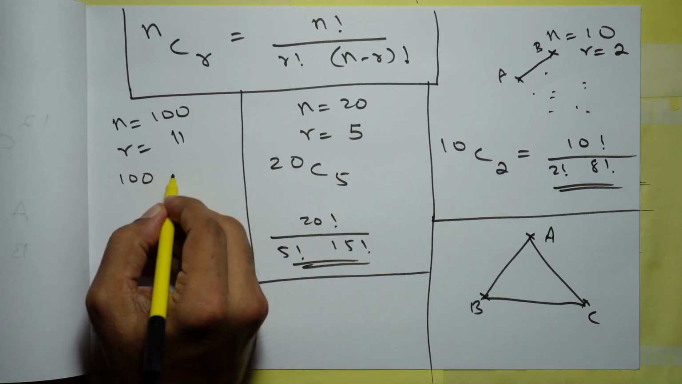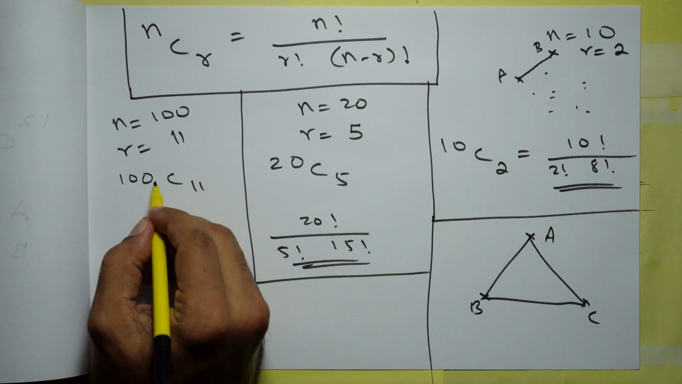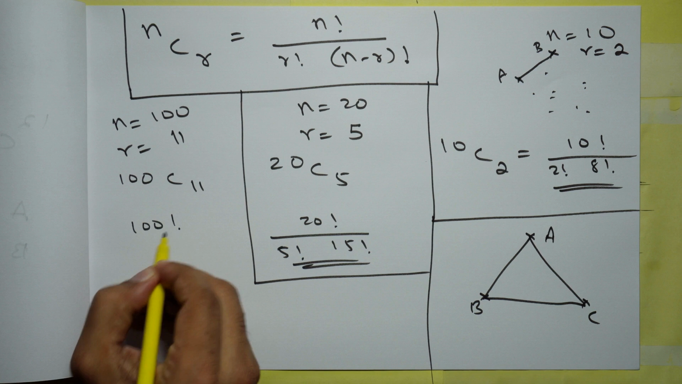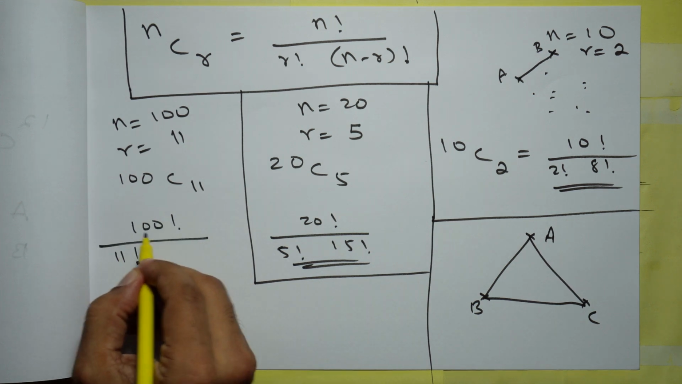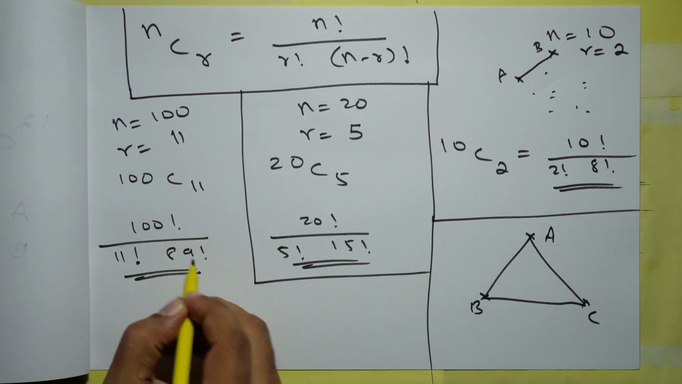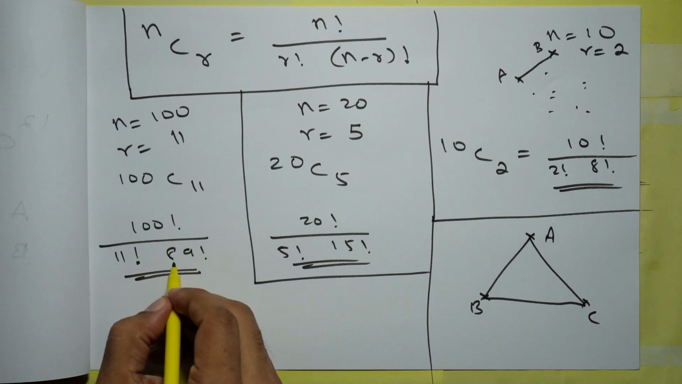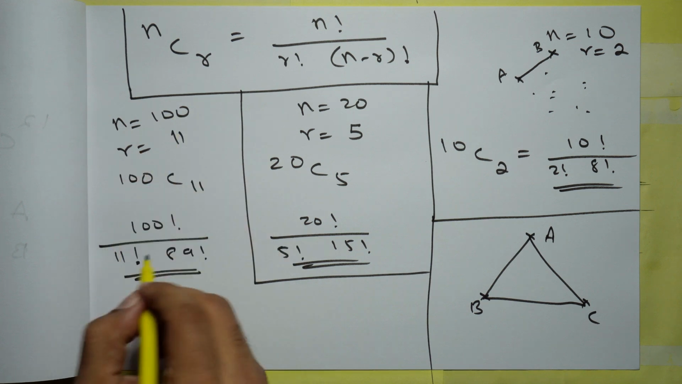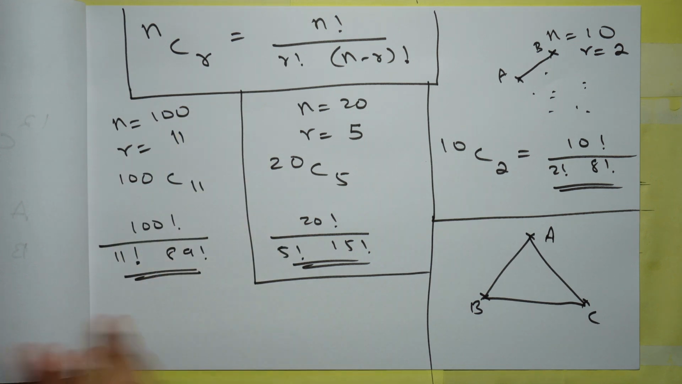So from 100, you need to select 11. How many ways are possible? That many sets of cricket teams are possible. So there will be n factorial by r factorial into n minus r factorial. So 100 factorial by 11 factorial into 89 factorial. This many ways of selecting 11 people from 100. That many cricket teams are possible.